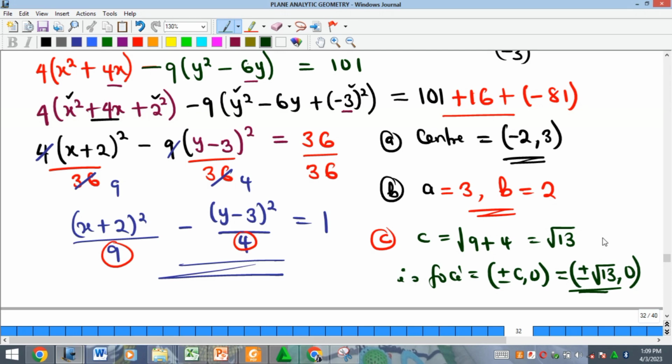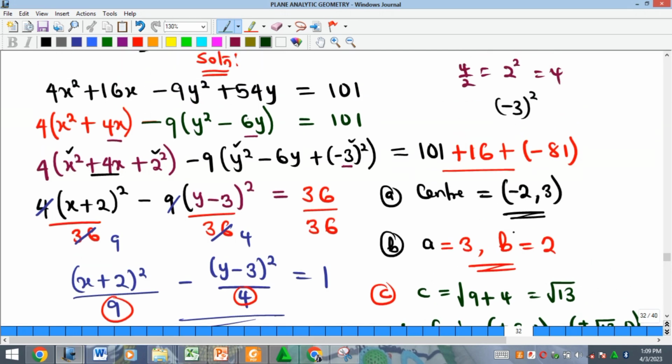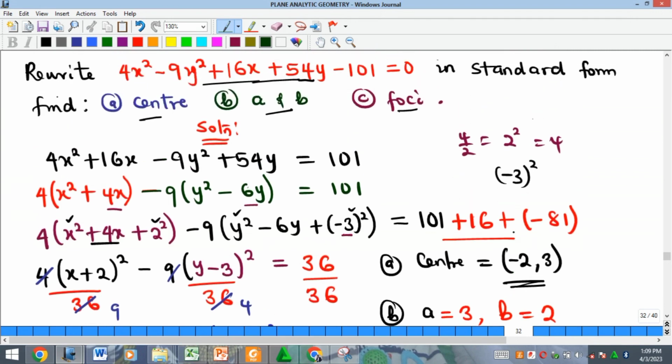In each of these, you should just be aware that you need the completing square method from your quadratic equation to be able to rewrite from the general form to the standard form of either the hyperbola, the circle, or even the ellipse, as we have seen previously.